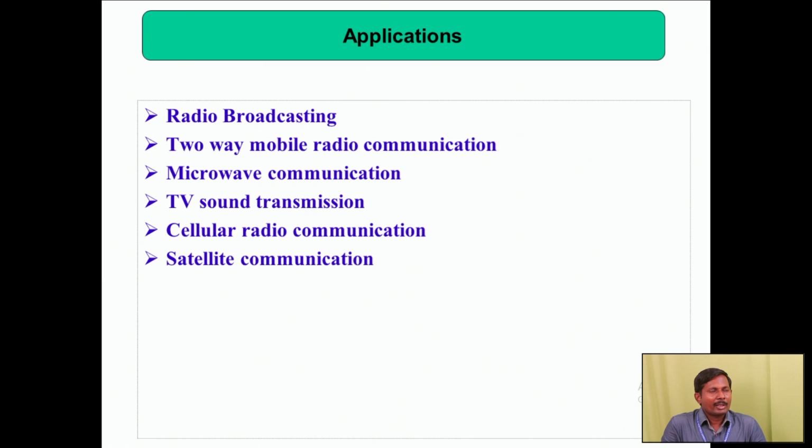These are all the overall applications. First one is radio broadcasting. Second one, two-way mobile radio communication. Third one, microwave communication. Fourth one, TV sound transmission. And next one is cellular radio communication. And final one is satellite communication. These are all the overall applications of FM demodulation.